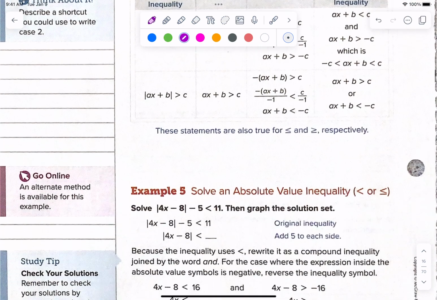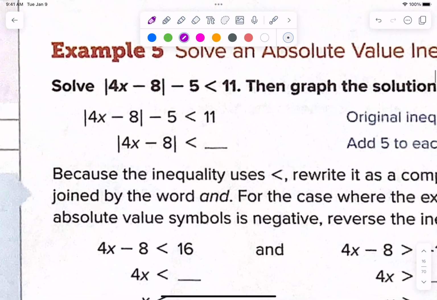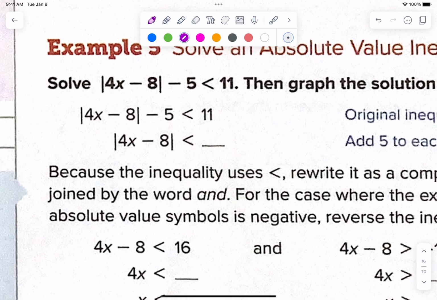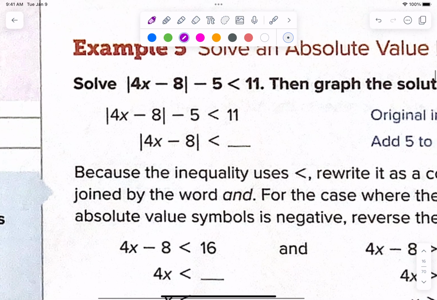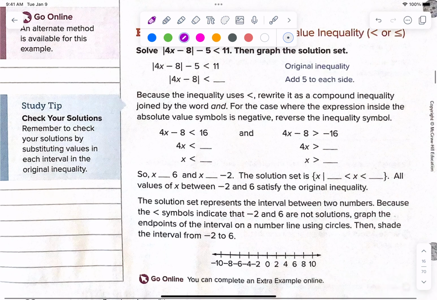Let's go to example 5 real quick. Skip all the way to example 5, please. Can we do number 2 together? Skip all the way to example 5 really quick. Number 2 sucks.